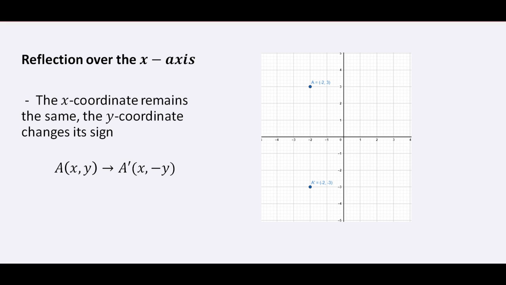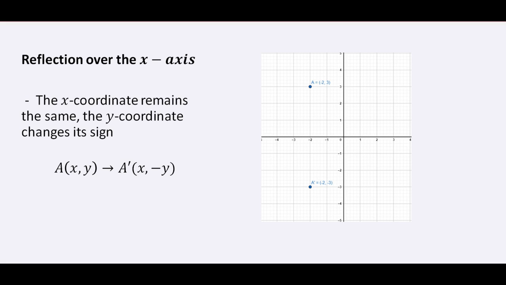And the rule that we use here is that if we have a point A with coordinates x, y, the image is going to be x, negative y. You can see also that we start off at positive 3 and we slide downward to negative 3. So that is how you reflect over the x-axis.